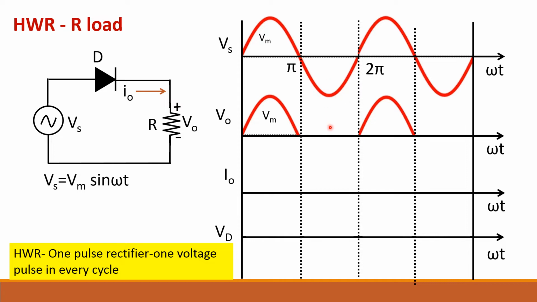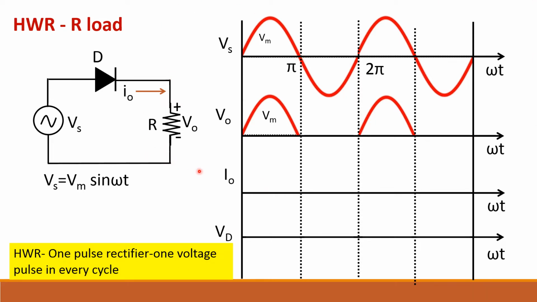During the negative half cycle, when the diode is reverse biased, it will not conduct. If it doesn't conduct, it means that the circuit is open, so no load voltage. So output voltage is 0 during the negative half cycle. It is repeated here also.